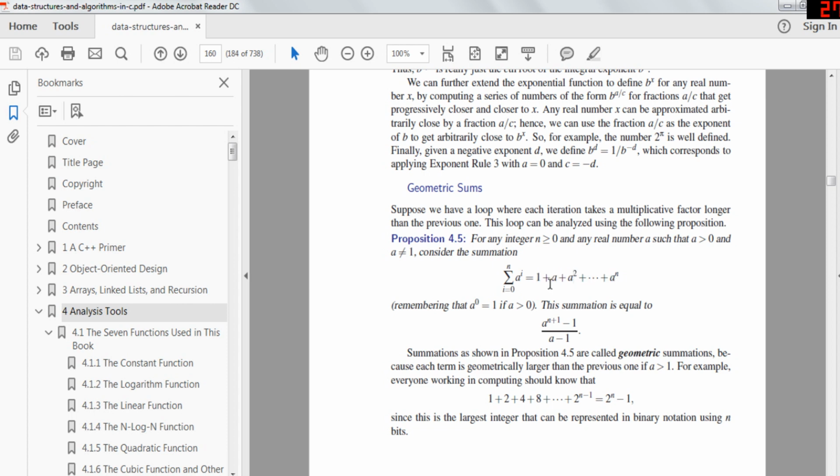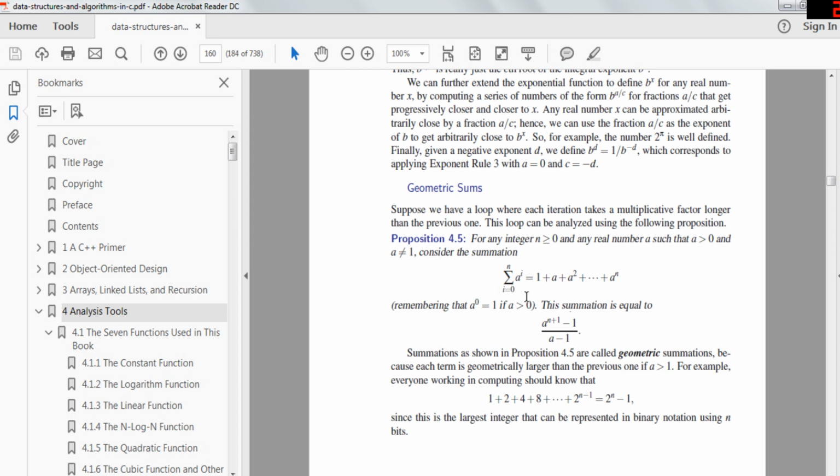The geometric summation, they're changing the value of the exponent. This is a geometric sum now. So remember that a to the 0 is equal to 1. If a is greater than 0, the summation is also equal to a to the n plus 1 minus 1 over a minus 1. Summations are also called geometric summations because each term is larger than the previous one.